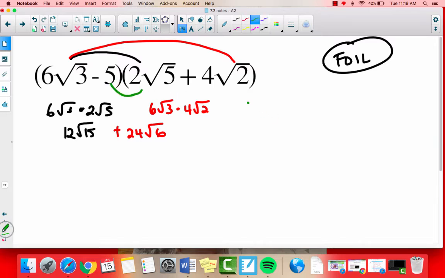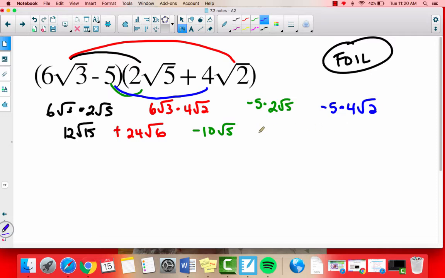So we'd have -5 times 2 root 5. That's going to get us -10 root 5. And then lastly, I'll do that in blue, we'd have the last. So -5 times 4 root 2. When I multiply those together, we get -20 root 2.